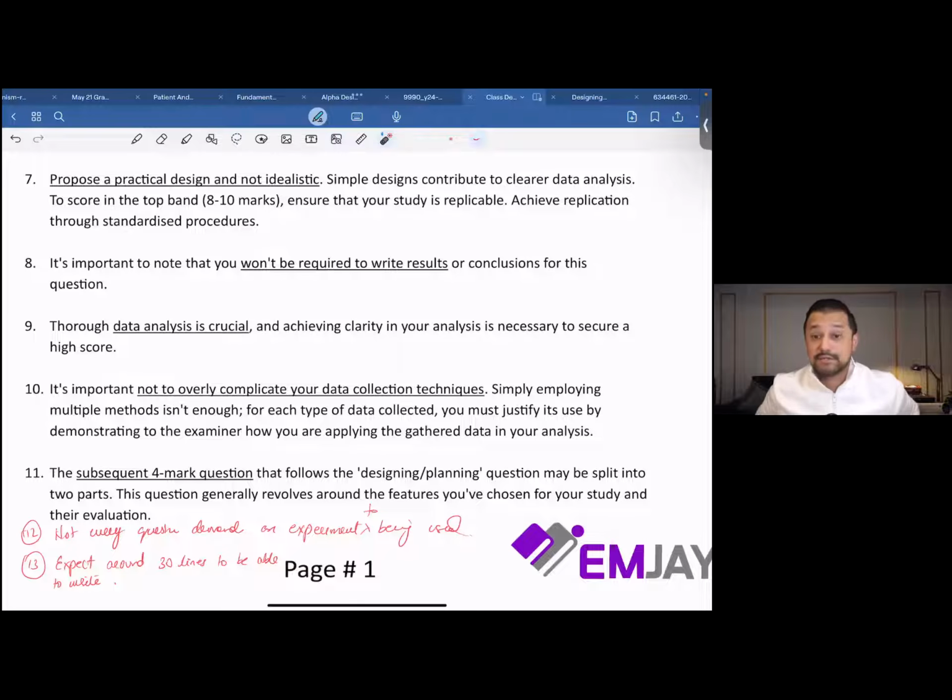Again, data analysis plays a very important role. What students typically tend to do is they tend to collect a lot of data. I mean, they'd be like, oh, I'd collect data through a questionnaire. I might as well use an interview. I'd like to observe as well.